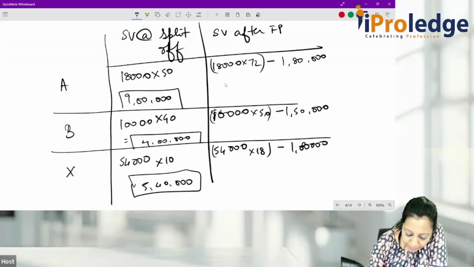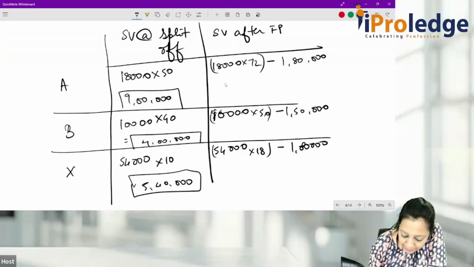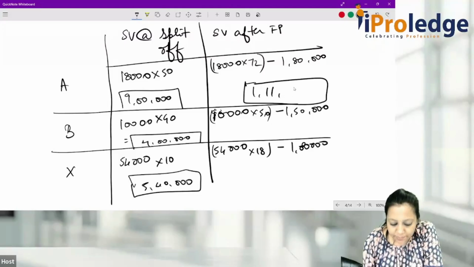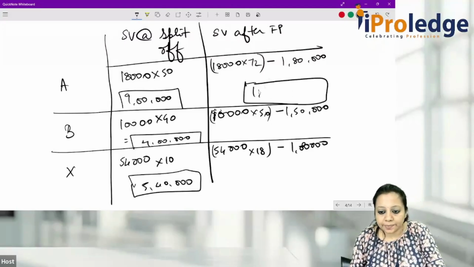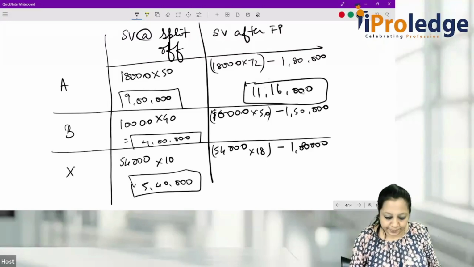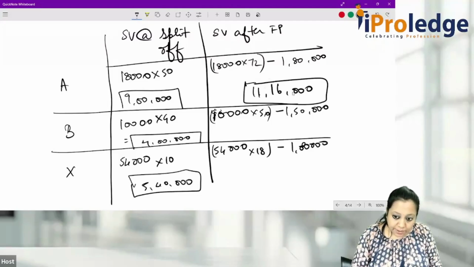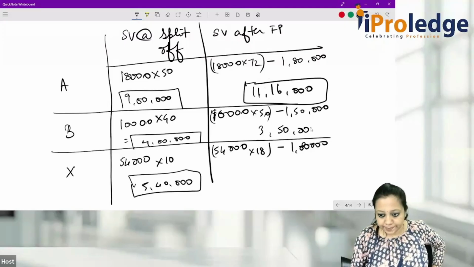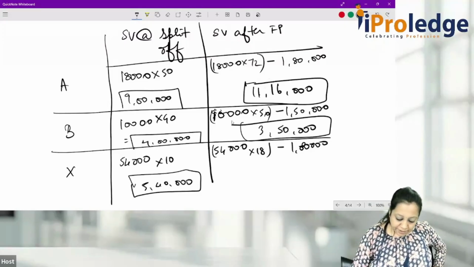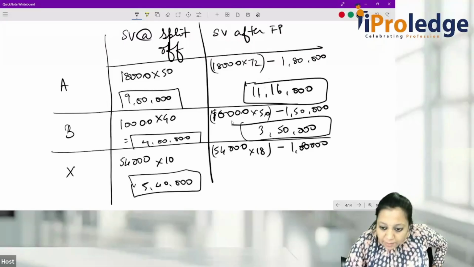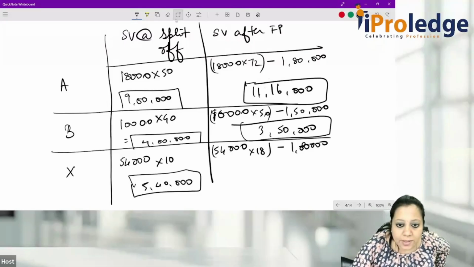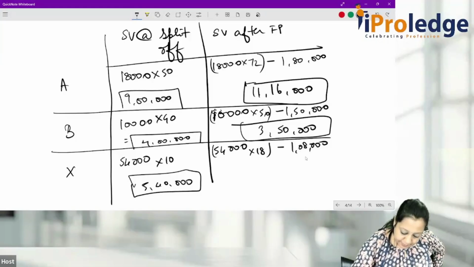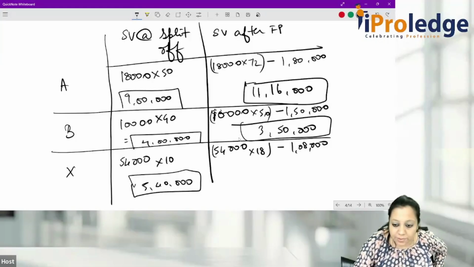Yes. So 18,000 into 72 minus 1,80,000, 11 lakh 16,000. Then 10,000 into 50 minus 1,50,000, 3,50,000. 54,000 into 18 minus 1,08,000, 8,64,000.